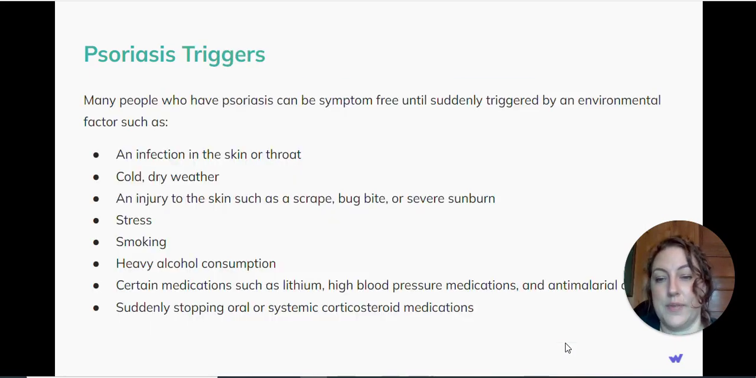Many people who have psoriasis can be symptom-free until suddenly triggered by an environmental factor, such as an infection in the skin or throat, cold, dry weather, an injury to the skin such as a scrape, bug bite, or severe sunburn, stress, smoking, heavy alcohol consumption, certain medications such as lithium, high blood pressure medications, and anti-malarial medications, or suddenly stopping oral or systemic corticosteroid medications.